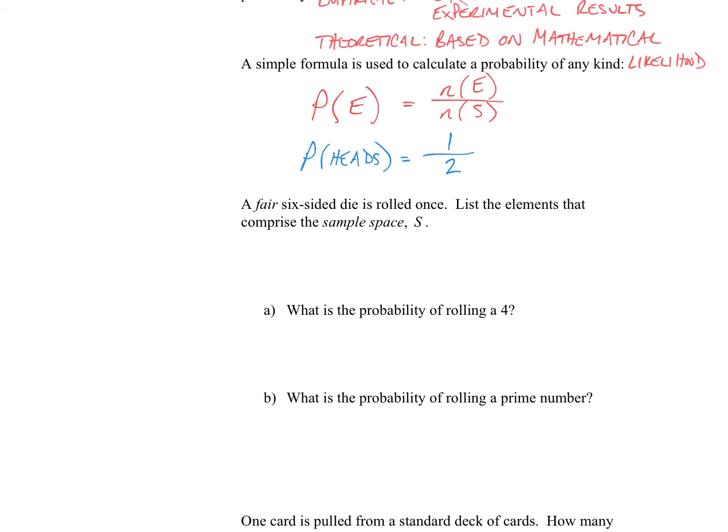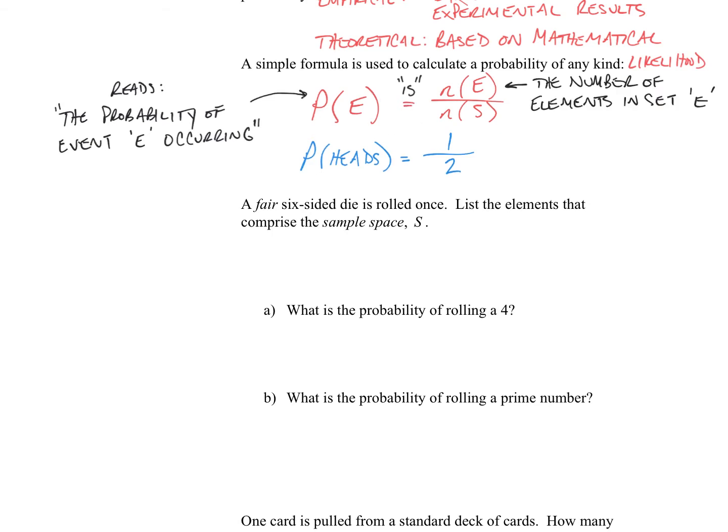1. So again, this says the probability of event E occurring is the number of elements in set E, or the number of ways to get what we want, divided by the number of elements in the sample space, or in other words, the number of possible outcomes. So visually what we've got going on here is a lot of things that could happen.